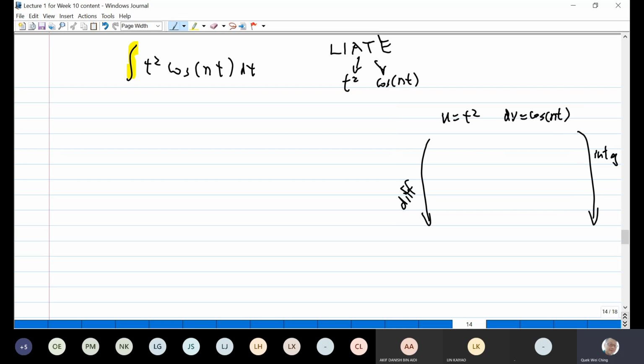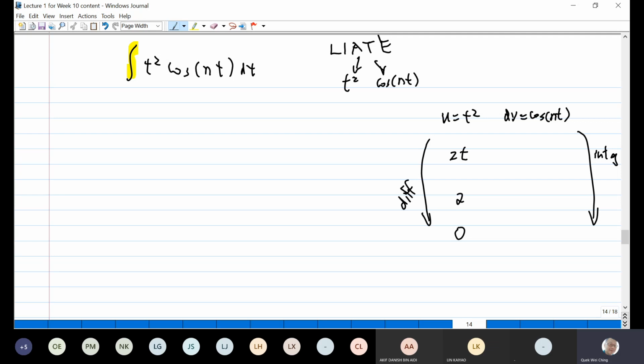First, differentiate t squared, you get 2t. Then if you differentiate 2t, you get 2. Then differentiate 2, you get 0. So keep on differentiating until you get 0. Then the right hand side, integrating.